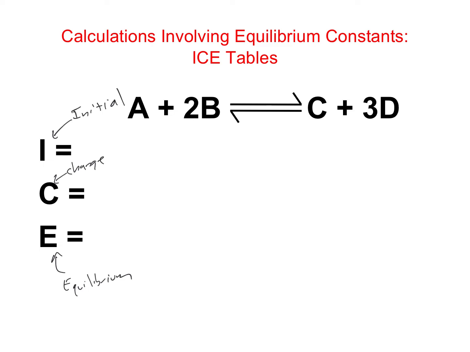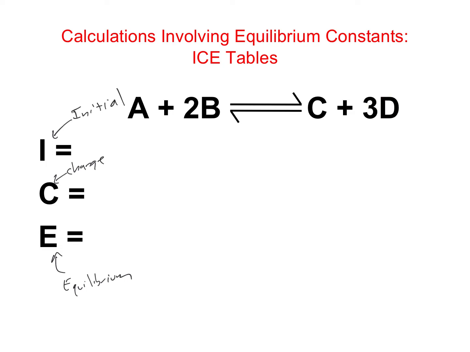But the changes are all related, and they're related by the stoichiometric coefficients. So if a reactant is decreasing, then products are going to be increasing. C would increase by the exact same amount that A decreased. Whereas if A is decreasing, B is going to decrease by twice that amount. And when A is decreasing, D is going to increase, but by 3 times that amount.